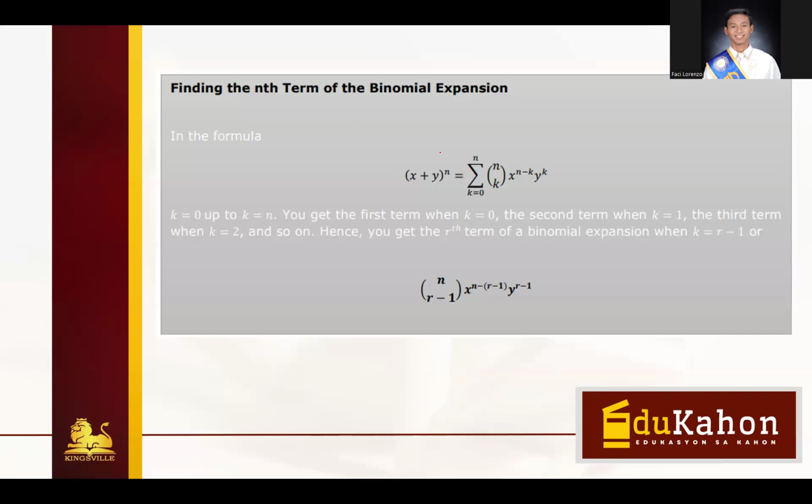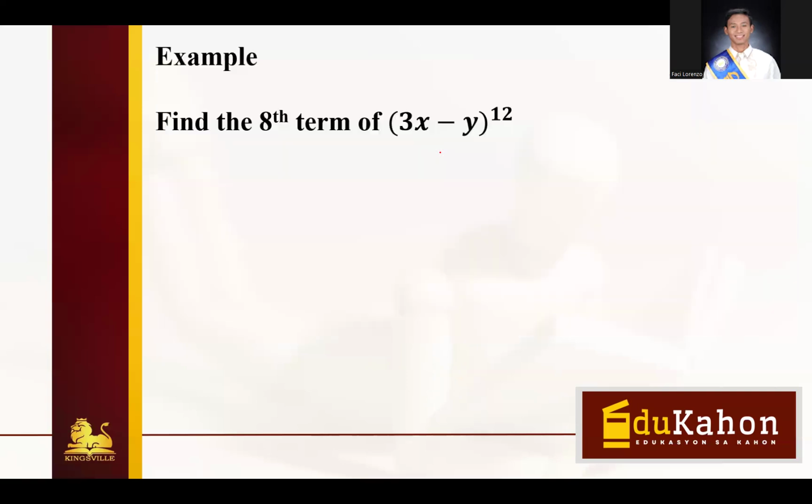Let's try to answer this one. Find the eighth term of (3x minus y) raised to 12. Again, we will be finding the values of your eighth term. Now, this is the value of your k when using the binomial expansion, but we will use r minus 1. Why do we need to use the r minus 1? This is to help us determine the exact value of the eighth term, okay? So, without the confusion of using your binomial expansion.